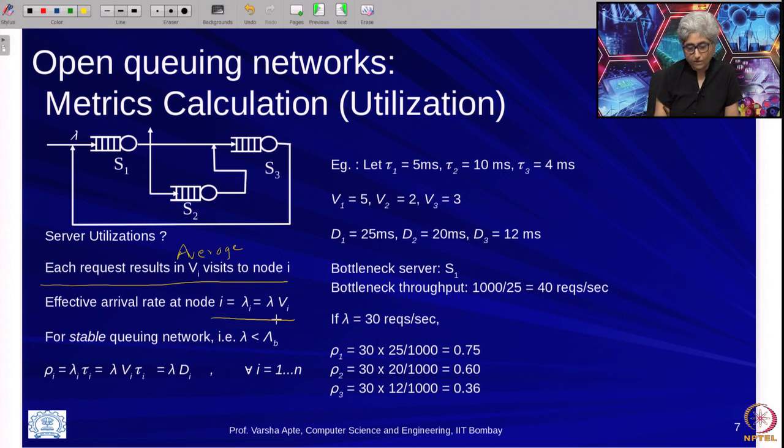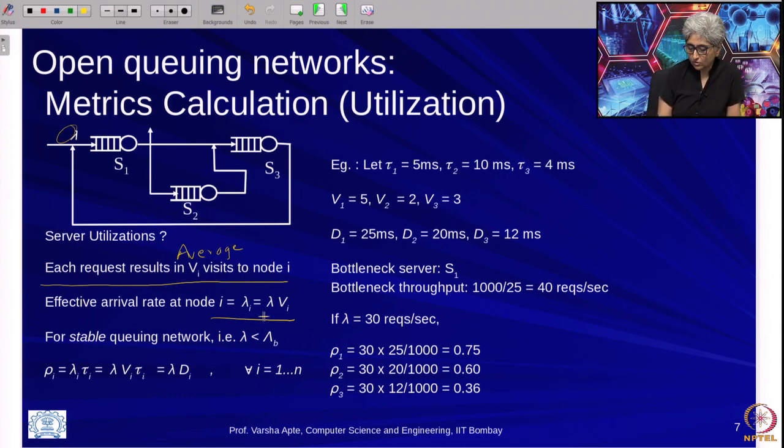Either you inflate the arrival rate and say that my effective arrival rate is lambda I, which is equal to lambda multiplied by VI, and then at each visit I do tau I amount of work. Or you just think of it as an external arrival lambda, and then each new arrival needs a service demand amount of work. So in case of service demand, we inflate the work required by the server. In case we are talking about effective arrival rates, we are inflating the rate at which requests come to a server. Okay. Both achieve kind of the same purpose.